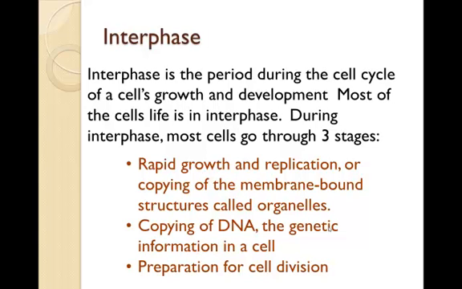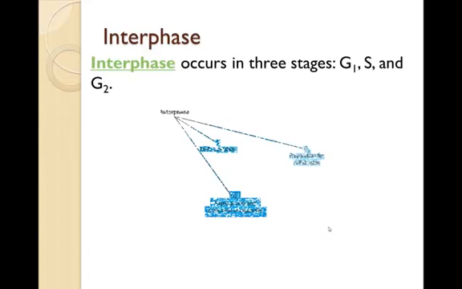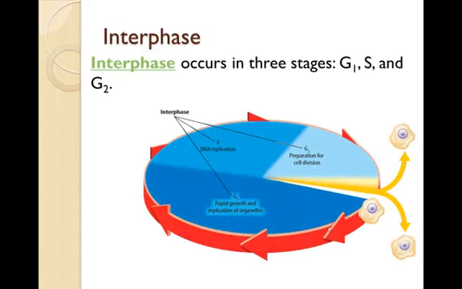There's replication, which we'll talk more about: the copying of the membrane-bound structures called organelles, and the copying of the DNA, that's the focus, getting ready for cell division. And then there's also the preparation for cell division, some other things that have to take place. Interphase occurs in 3 stages. They call it the G1, the S, and the G2 phase. You can see the cycle up there, showing what's being accomplished and what order they go in.